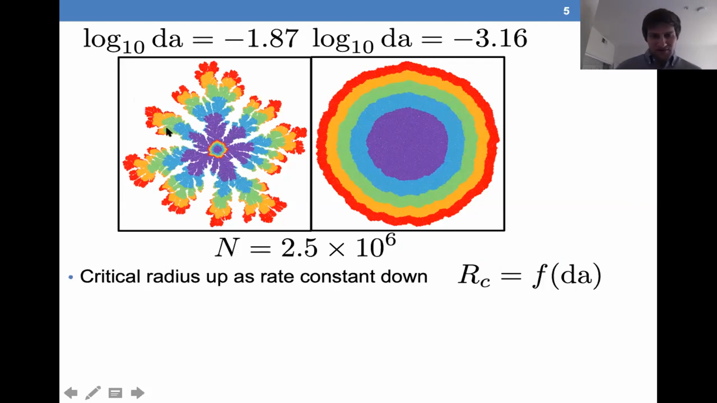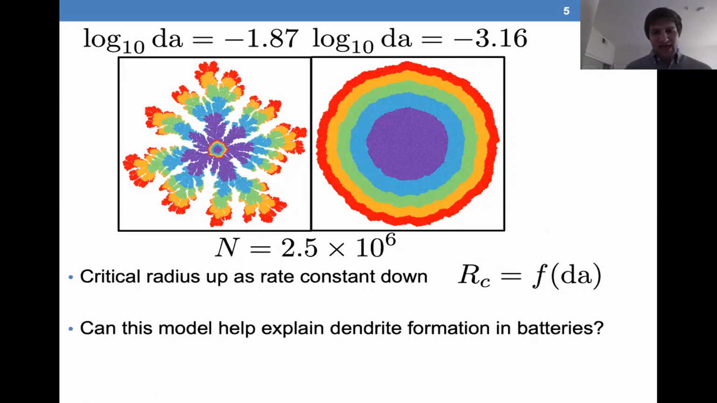When I move from a larger dimensionless rate constant to a smaller dimensionless rate constant, the radius at which I split into a fractal increases. And so roughly, the critical radius is a function of the stickiness, or the dimensionless rate constant. Okay, so that's how this model behaves. And we'd like to know if this model can help us explain dendrite formation in batteries.